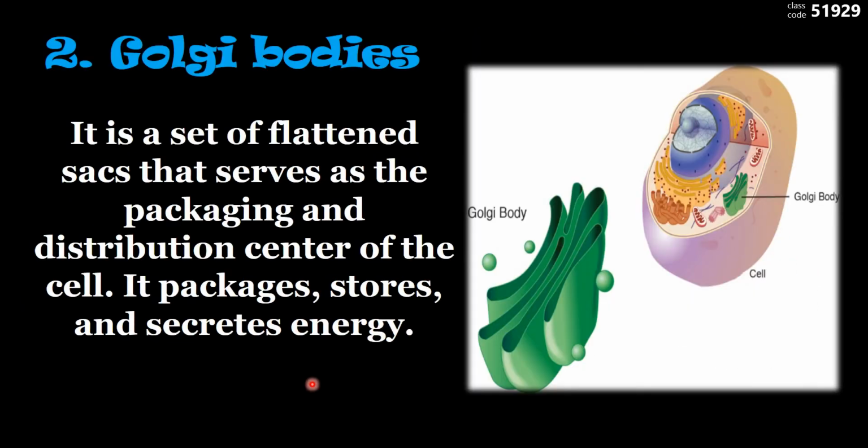The next one is the Golgi bodies. It is a set of flattened sacs that serves as the packaging and distribution center of the cell. It packages, stores, and secretes energy. So this is the cell, animal cell. So this is the Golgi body. To illustrate more, this is what it looks like.